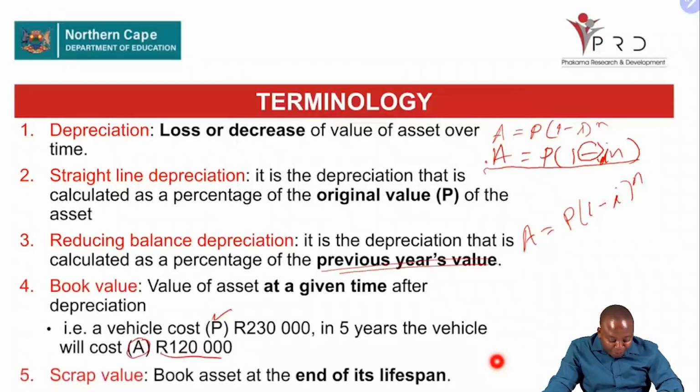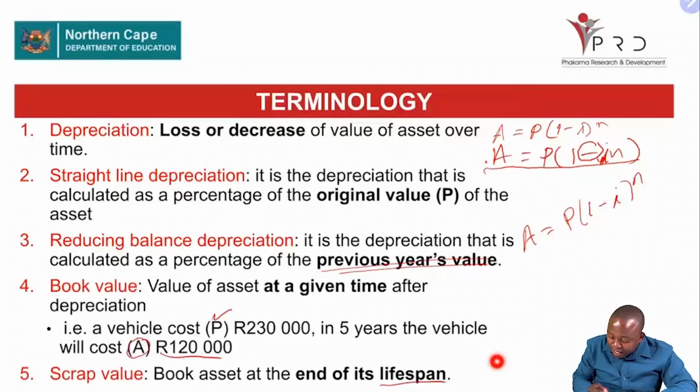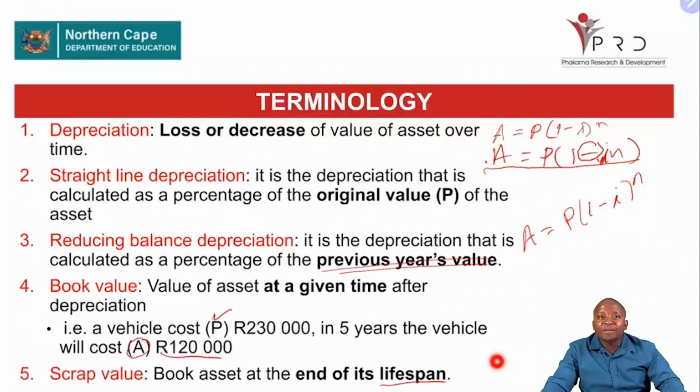Right. So we move on. And what is a scrap value? There is a very thin line between book value and scrap value. Scrap value is the book value of an asset at the end of its lifespan, or at the end of its useful life. A scrap value differs from a book value in this way. With a book value, we are talking about the asset being sold to say how much it will be worth in 2 years. But a scrap value says this is the final amount you can sell the asset for. That means on the scrap value, we are saying the asset does not have value anymore.